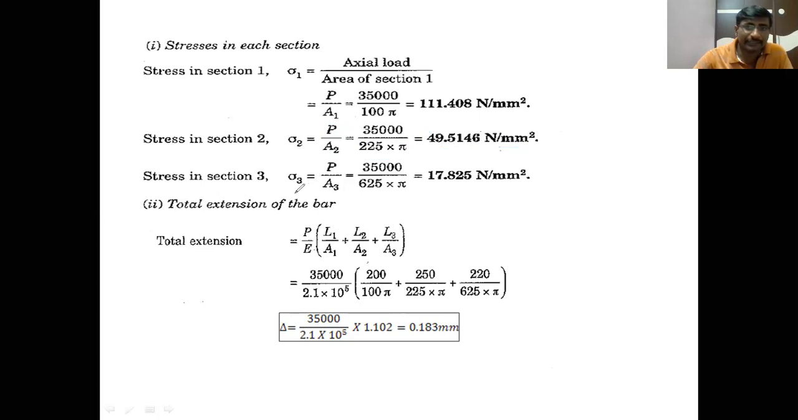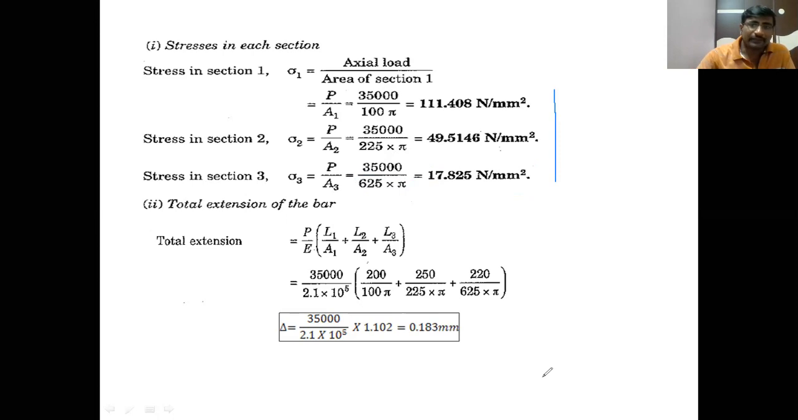And the stress in the third material, sigma 3, equals P by A3. P is constant for all three materials. That's why 35,000 is taken as the numerator for each section, and the areas are different. The area of the third section is 625 pi. Upon substitution of the third section parameters, we get the stress in the third section as 17.825 newtons per mm square or megapascals. So by observing these three values, in which section is the stress maximum? In the first section, the stress is maximum.